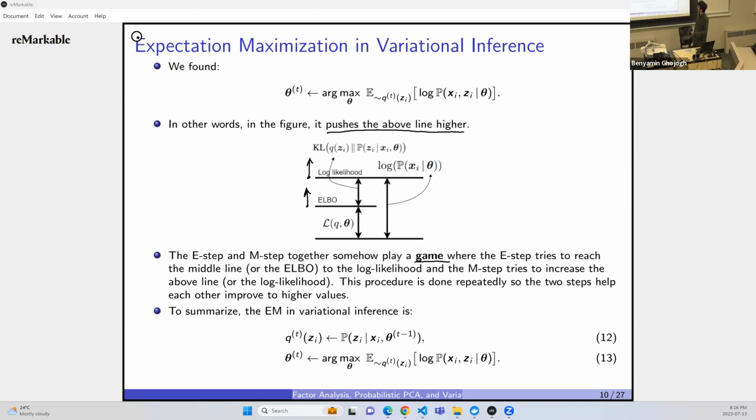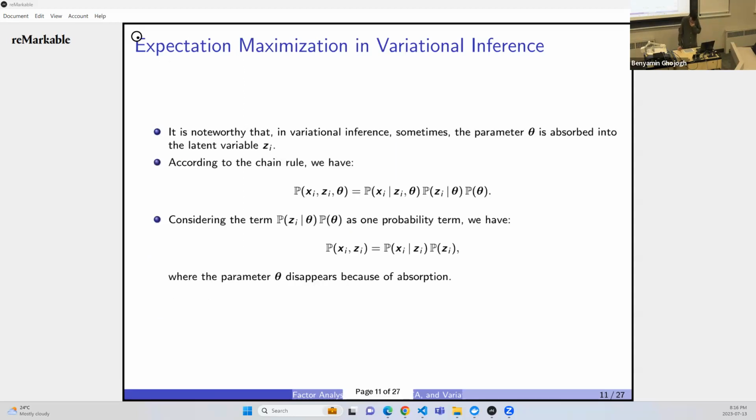To summarize, EM, expectation maximization in variational inference, is this. Equation 12 is the E step, equation 13 is the M step. Sometimes the parameter theta is absorbed into the latent variable Zi. You can do that. Sometimes in the literature they do that. According to the chain rule in probability, I can write this joint distribution as P of xi given Zi and theta, times P of Zi given theta, times P of theta.